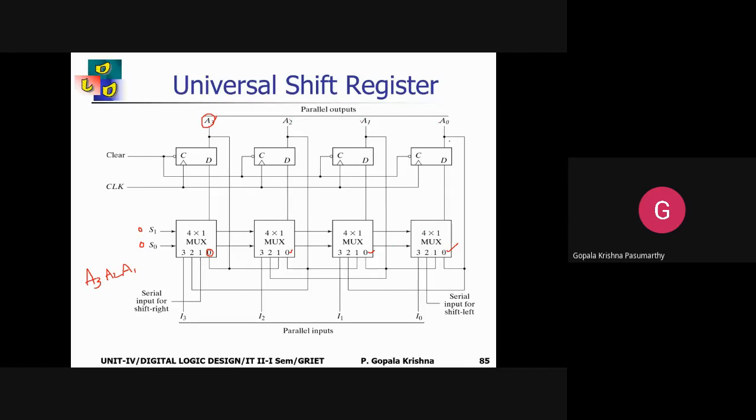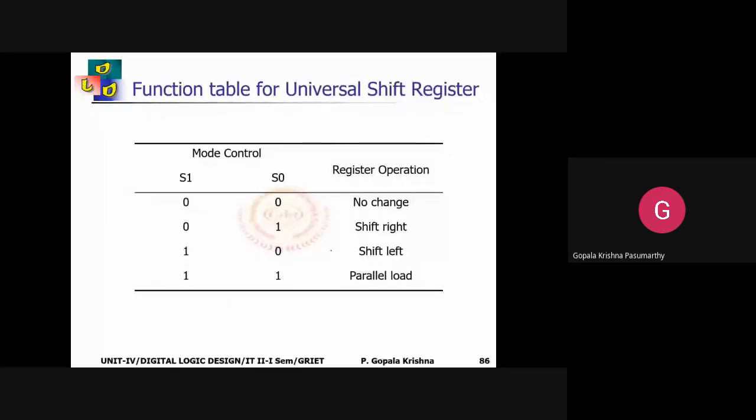This 0 input we are cutting from A0. So if the multiplexers are getting inputs from the 0th inputs, then what is the content of the register before doing any operation? A3, A2, A1, A0. Even after S1 and S0 are made 0, 0, the register is still A3, A2, A1, A0 only. So we call this the no change operation, because the content of the register is intact.